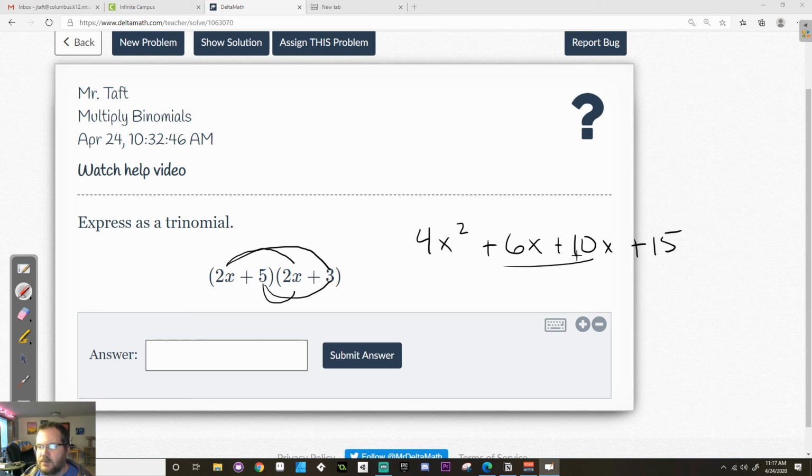Now these two middle terms here can combine, and you're going to need to combine them in order for Delta Math to say that it's correct. So in this case, positive 6 apples plus 10 apples is positive 16 apples, or x's in this case. Drop down the 15. Drop down the 4x squared, and then these can't combine even though they're the same variable, they're not the same exponent. So from there, you can now go about entering your answer.